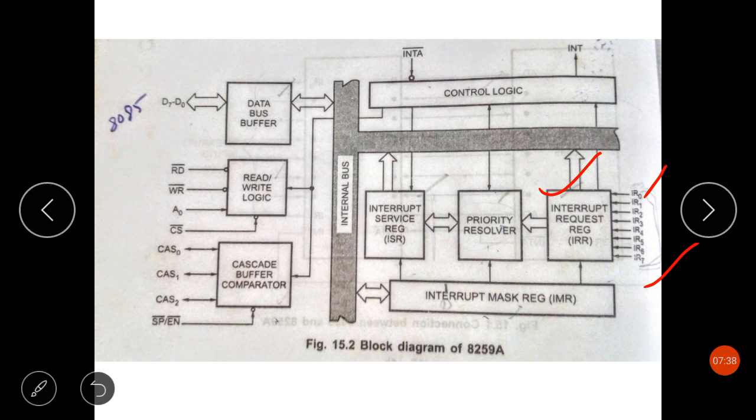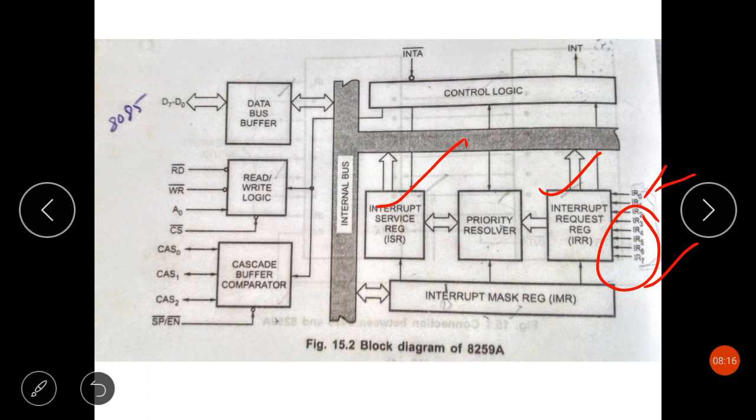What I'm trying to say is that if IR0, IR1, IR2, all the 8 pins are high requesting the interrupt service, what will happen? IR0 has the highest priority by default mode or fully nested mode. So the corresponding bit of the IR0 pin will get high in the interrupt service register, and that will get serviced. This bit will inhibit all the interrupts of the same or lower levels. However, it will accept higher priority interrupt requests.